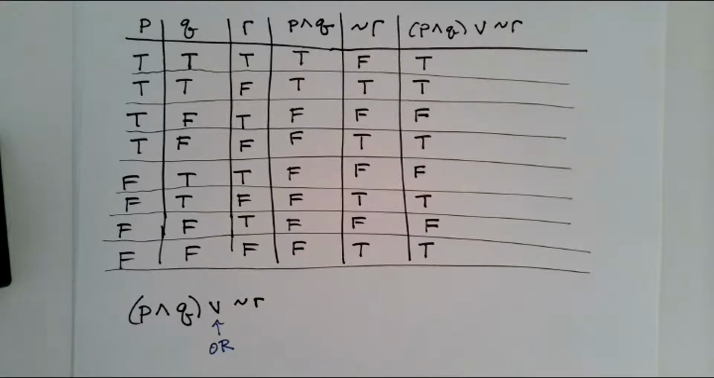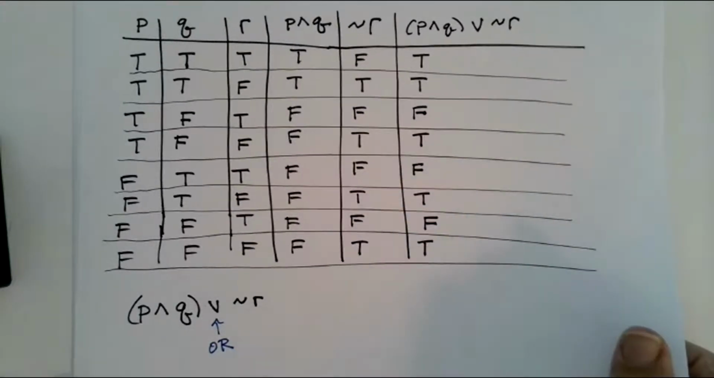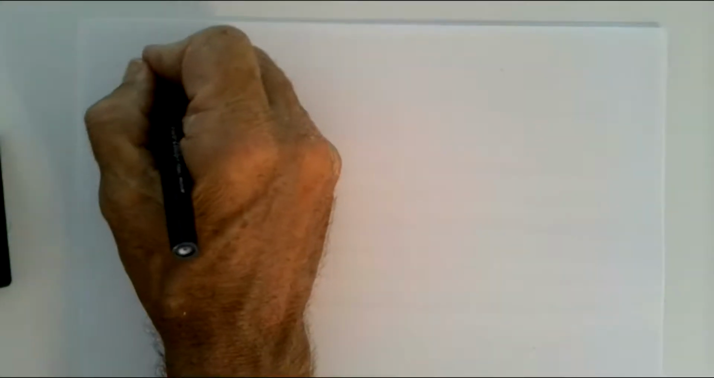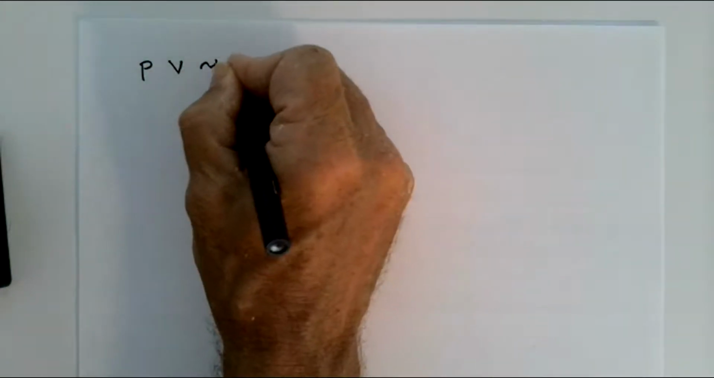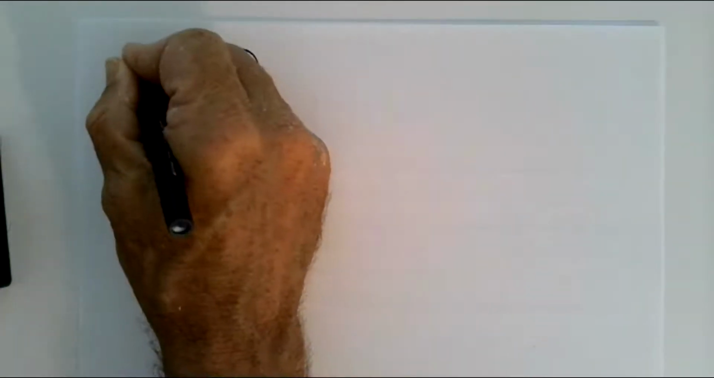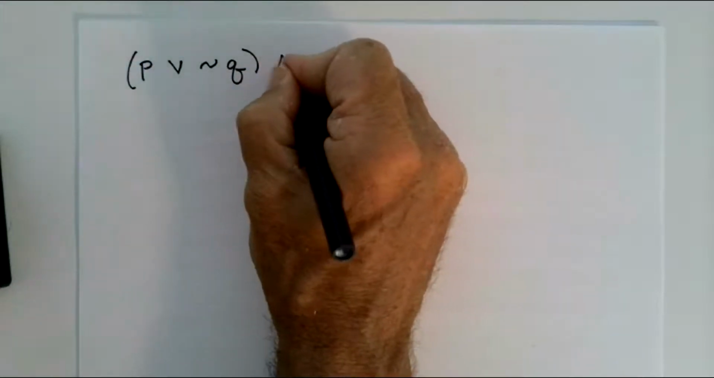So let's go ahead and do one more like that. Let's do the following. The goal is to construct a truth table for P or not Q and R.